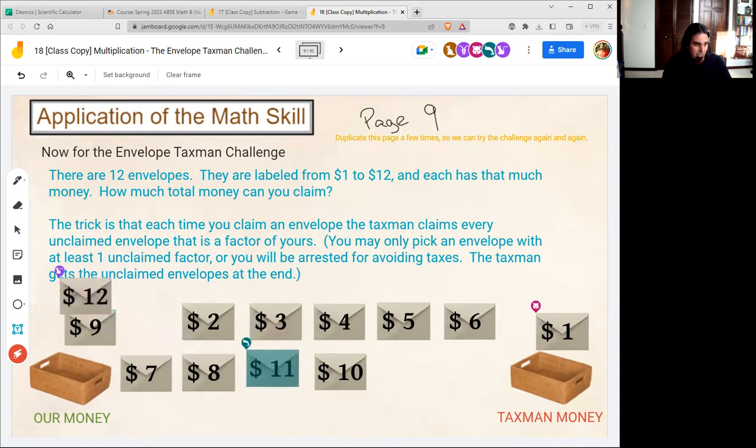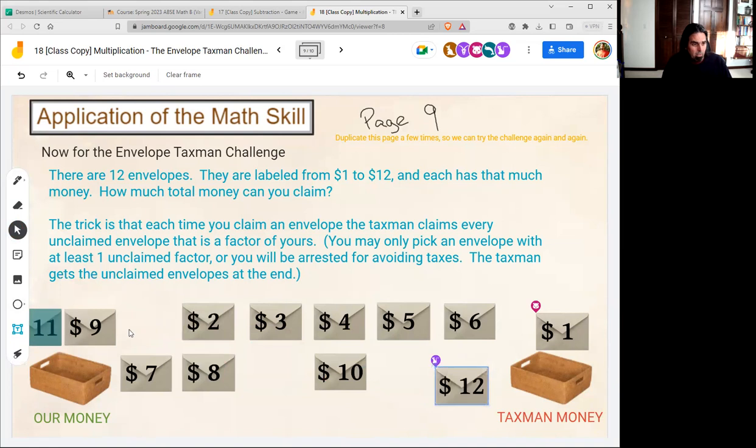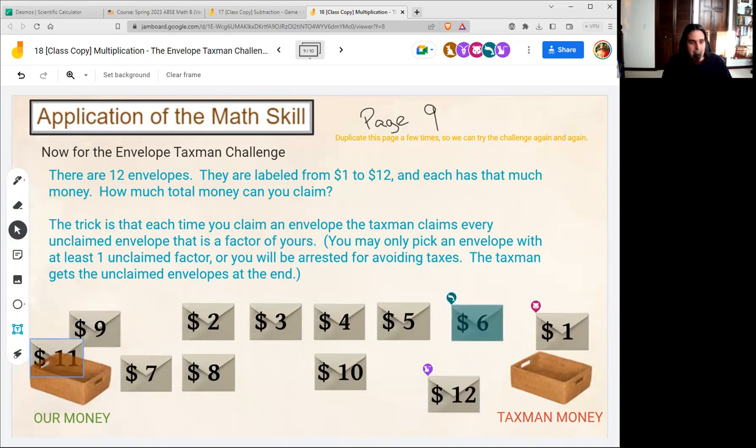But we got 2 things. Do you want to not keep 11? 11 was a great first move. Do you want to do 9 or 12 first? I saw 2 suggestions. 9, okay. If we do 9, what does the tax man get? Only 3.